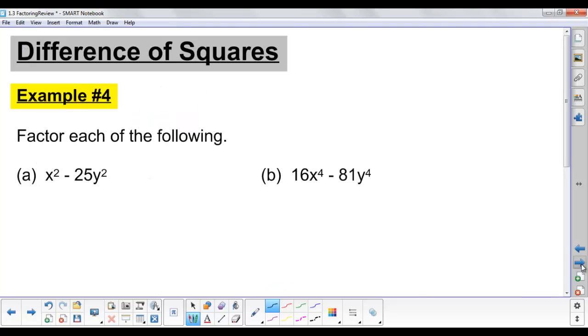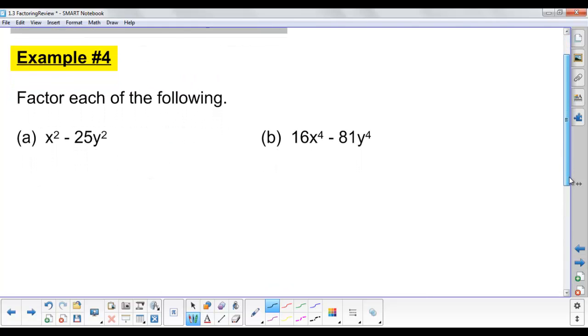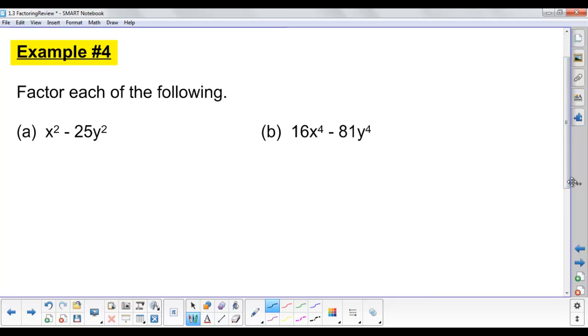Okay, moving on to a different kind of factoring, difference of squares. So, when you're dealing with difference of squares, you must have 2 terms, both of which are perfect squares, the numbers and the variables, and you must have a minus sign. Okay, so I can't common factor anything here, so I'm just going to go straight into difference of squares.